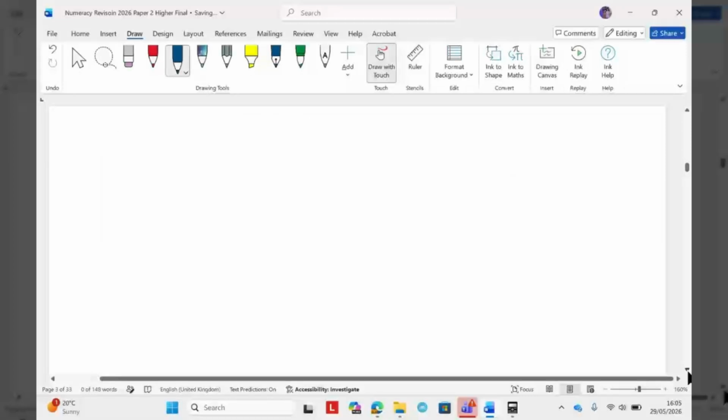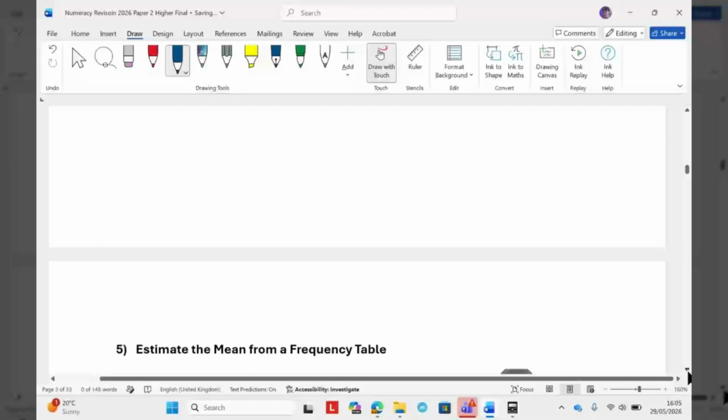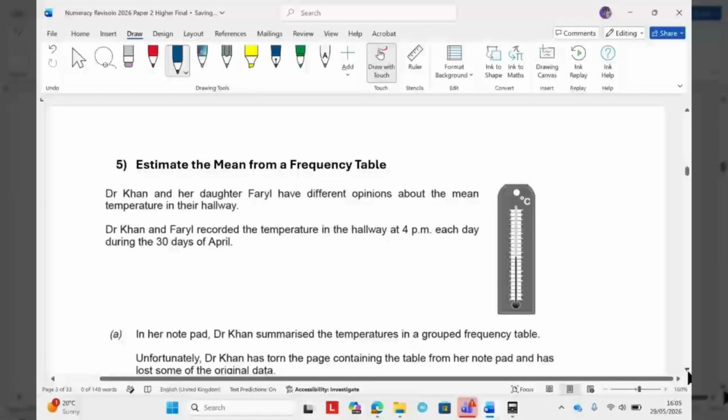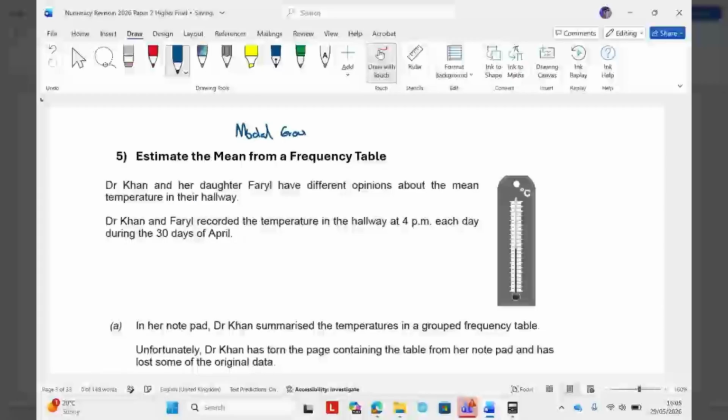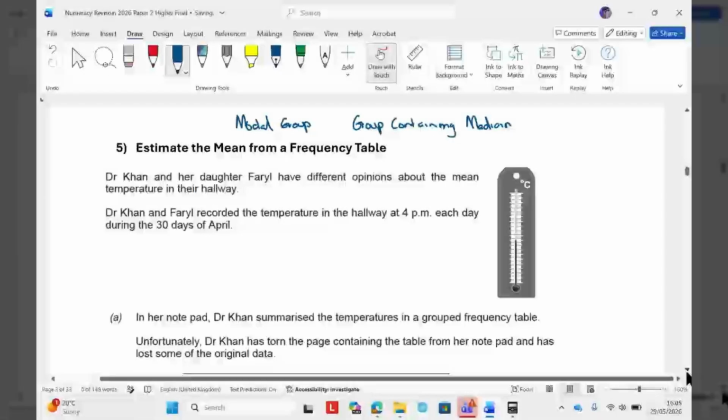Just cover as many things as we can in today's half an hour, okay? Estimated mean from a frequency table. I'm going to add into that as well. We'll talk about the modal group and the group containing the median. We'll talk about all three, just in case. Again, really common question. There's enough in here, just repeats.